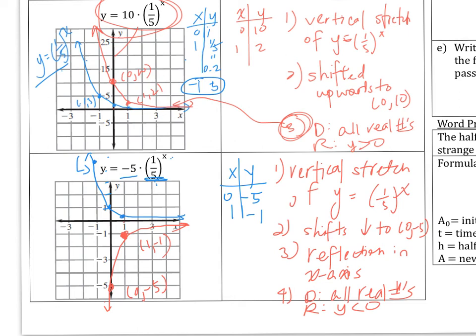So as you can see, this graph here has stretched a little bit compared to the graph y equals 1/5 to the x power. Okay, so if we draw the imaginary line here, you can see that it's not exactly a reflection. The graph has been stretched. Alright?